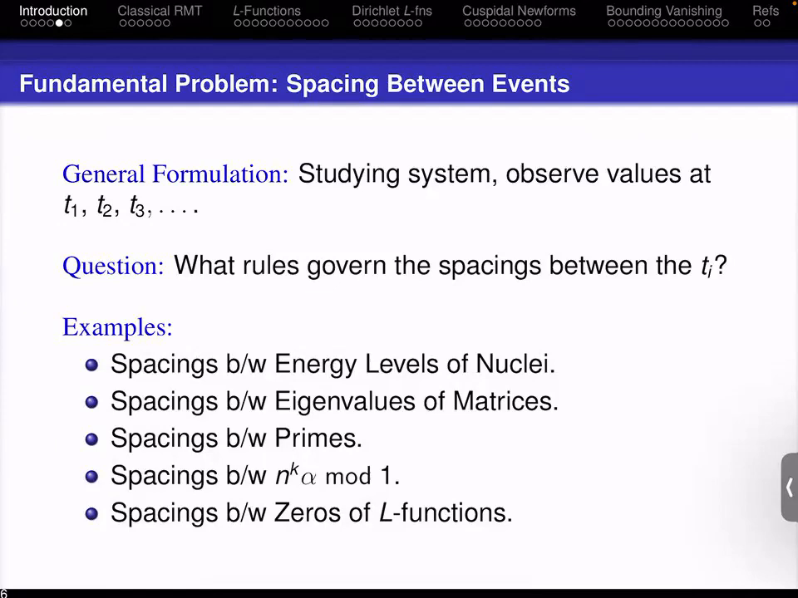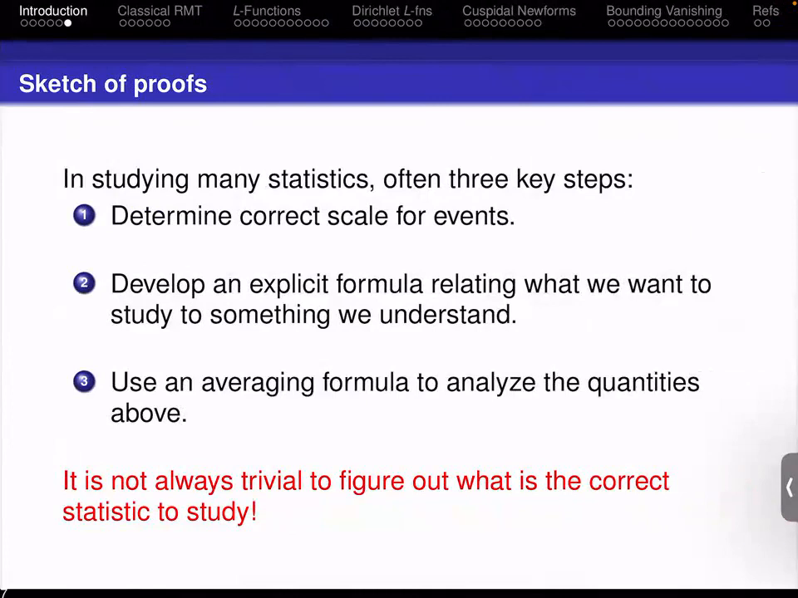All right, so the proofs rely on three basic ingredients. The first is you have to determine what is the correct scale to study for the event. The next is you need some kind of explicit formula relating what you want to study to something that you're able to study. And then the last is, the explicit formula would be useless if you didn't have some kind of averaging formula to analyze what you've converted it to.